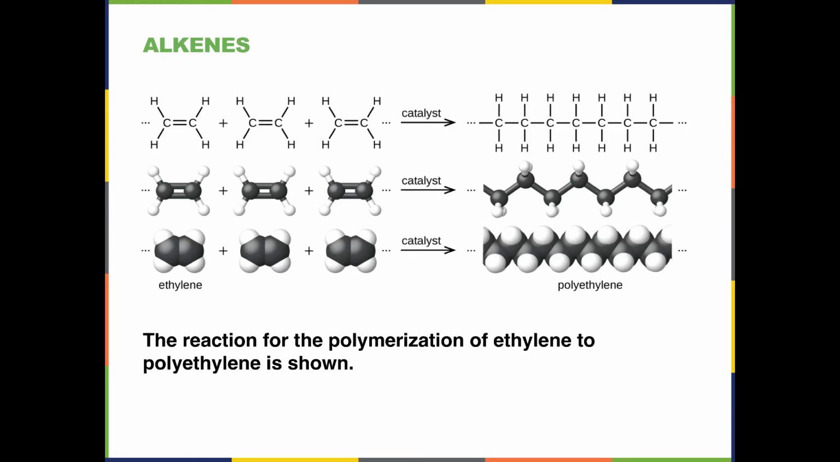Now you can polymerize ethene to form polyethylene. You probably heard that term. It's used to make plastic. By taking bunches of ethenes, exposing them to a catalyst, they will form this polyethylene that's shown on the right.